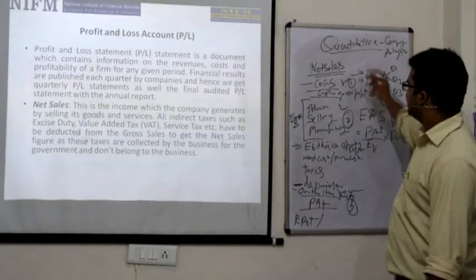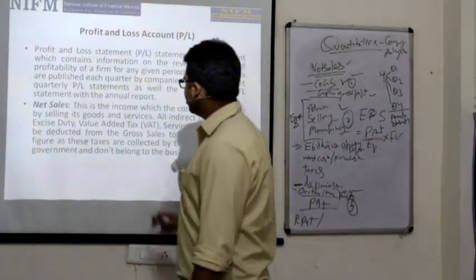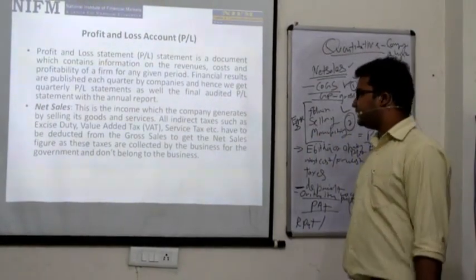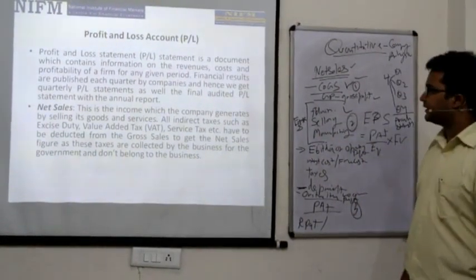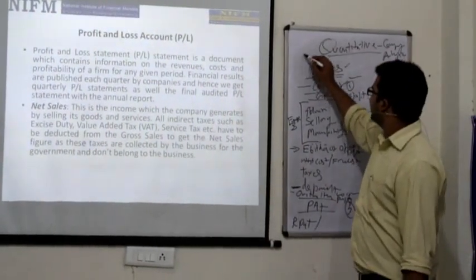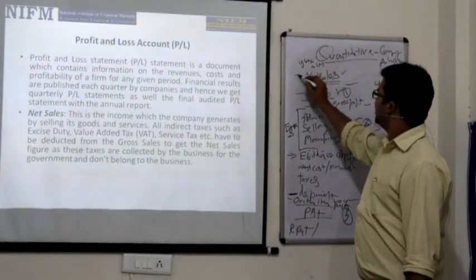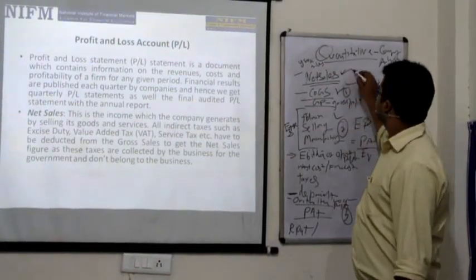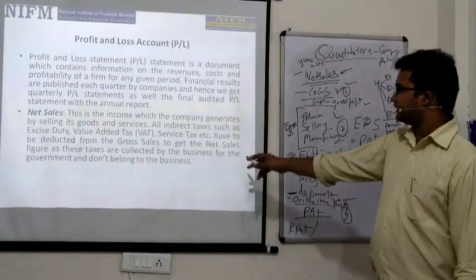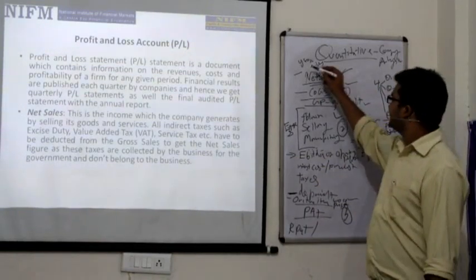The net sales is the income which the company generates by selling its goods and services. All indirect taxes such as excise duty, value added tax and service tax have to be deducted from the gross sales to get the net sales. So before this we have a figure called the gross sales. Now we will deduct all these items to get the net sales of the company, as these taxes are collected by the business for the government and don't belong to the business.